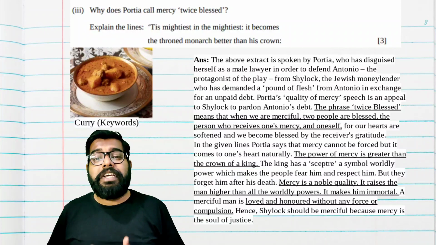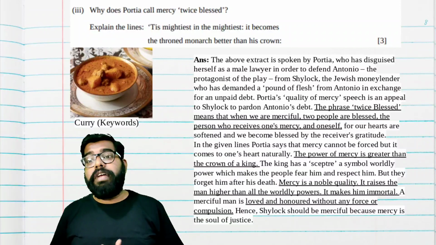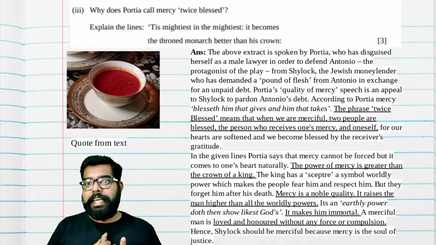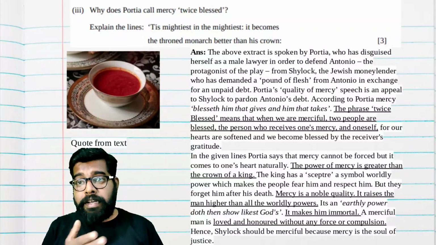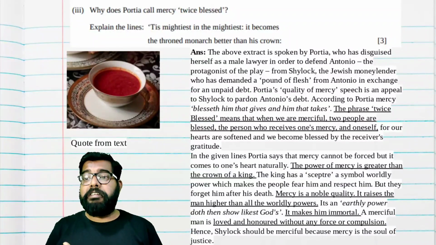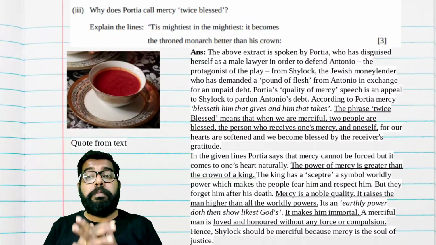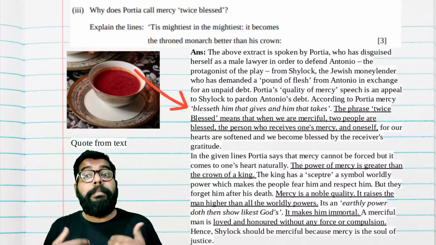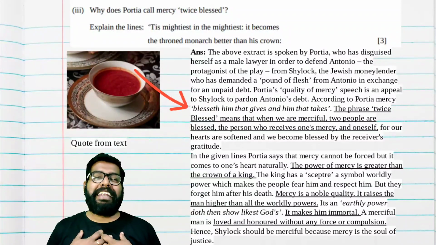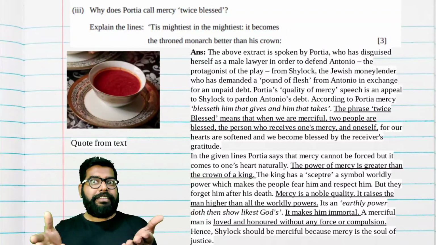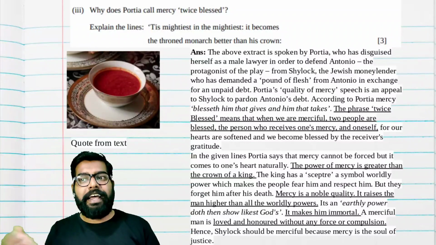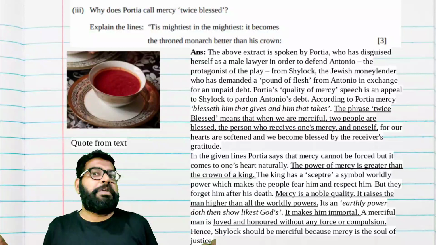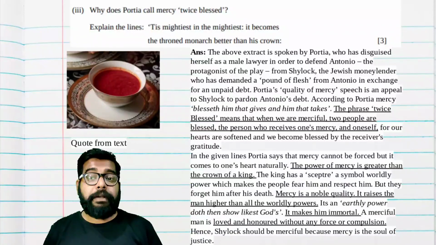And what is chutney? It's actually quoting from the text. So what we'll quote from the text shows that we know what we're talking about. We know from where this answer has been taken. As you can see here, after the line when Portia says about the quality of mercy, speech is an appeal to Shylock to pardon Antonio's debt, we'll just write one more line. According to Portia, mercy blesseth him that gives and him that takes. To know where the line is taken from, and then we are just explaining the line, the phrase twice blessed means. So see, we are just giving you the actual quote from the passage and we are explaining it.